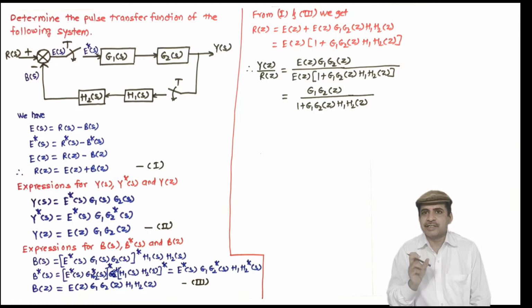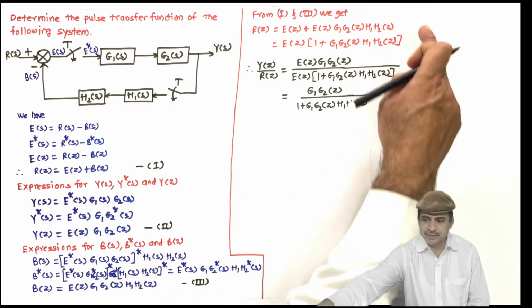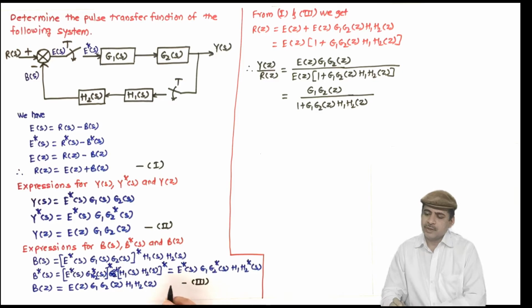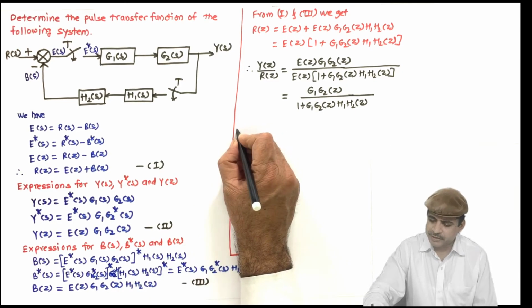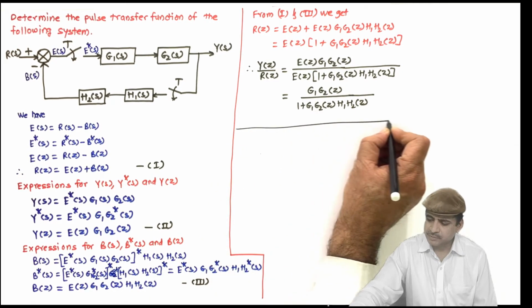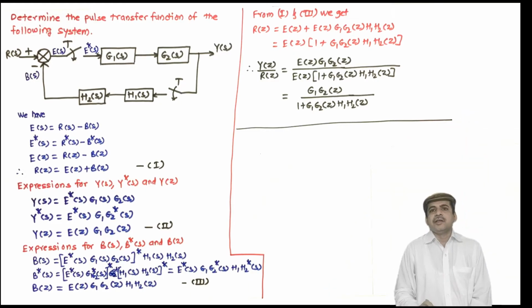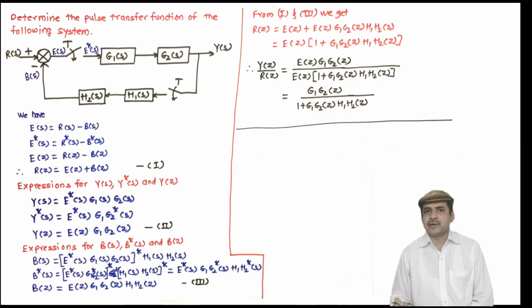And what is G1(z) G2(z)? G1(z) G2(z) is the Z transform of G1(s) into the Z transform of G2(s). I will do it here at the end, or let us make a note here itself. But this is how the numerator is determined.